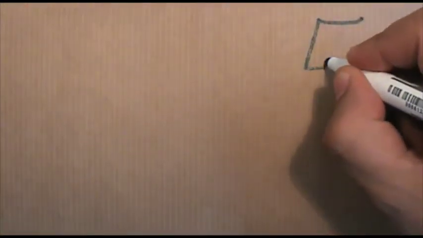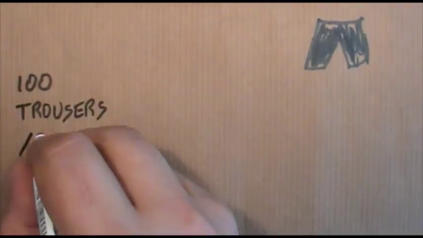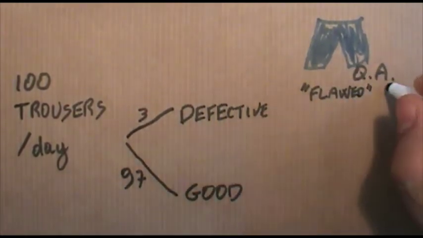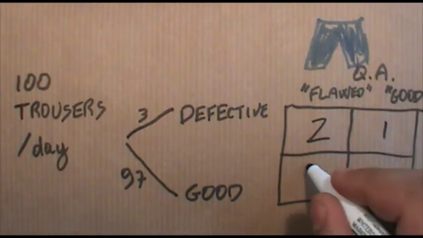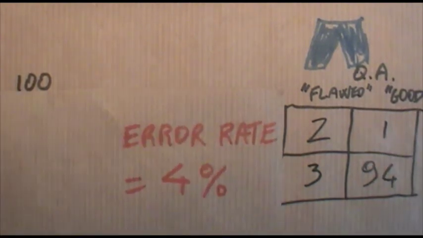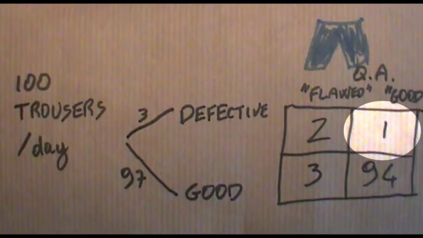Suppose now that you convert your workshop from car making to jeans trousers. You make 100 pairs of trousers a day, and 3 of them are defective. Again, your QA team fails to identify a flawed pair, a false negative, and incorrectly marks 3 good pairs as flawed, achieving the same 4% error rate as before. The customer who purchased the defective pair won't probably be killed by them. He'll walk back into the shop and change it with a good pair.